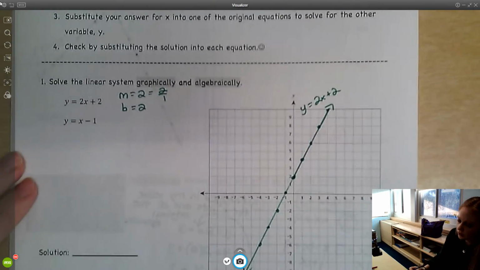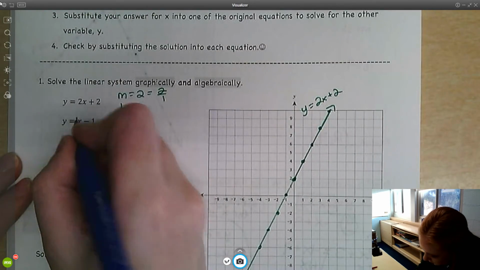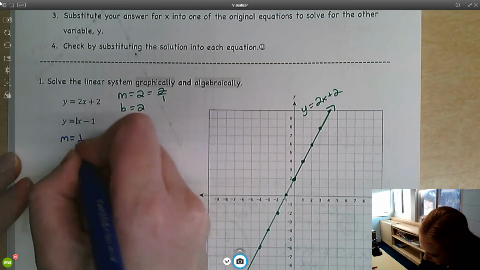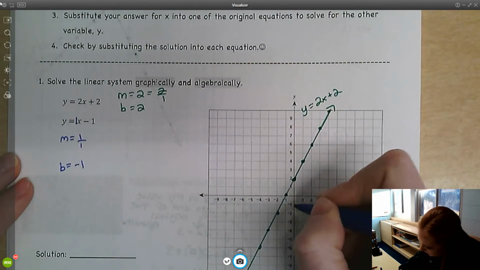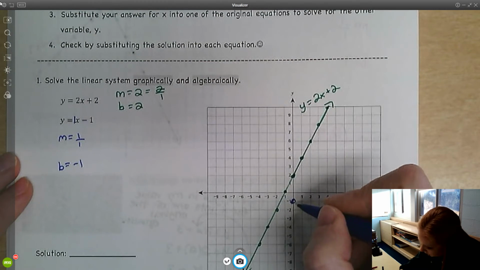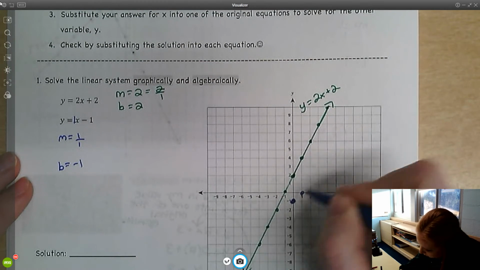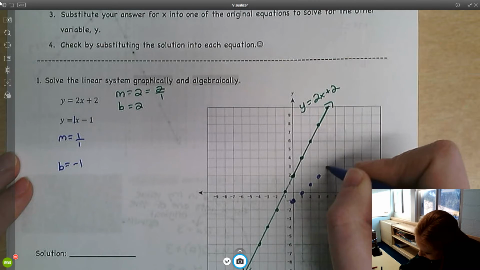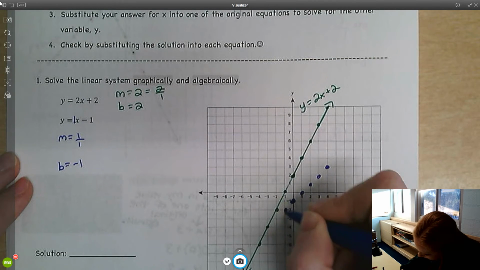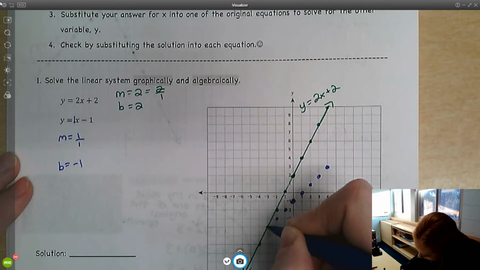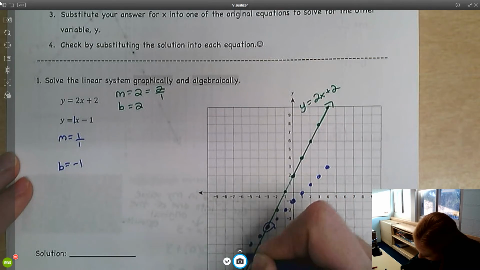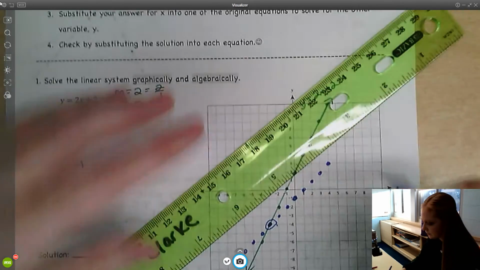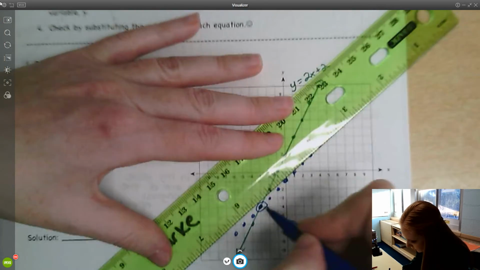And then for the other equation, there's an invisible 1 there as a coefficient. So our m is 1, or 1 over 1, and our b is negative 1. So I'm going to begin at negative 1, and then I'll go up 1, right 1, up 1, right 1, down 1, left 1, down 1, left 1, down 1, left 1. There's our intersection point. All right, circle that intersection point as soon as you hit it.